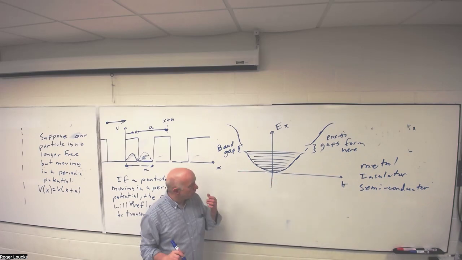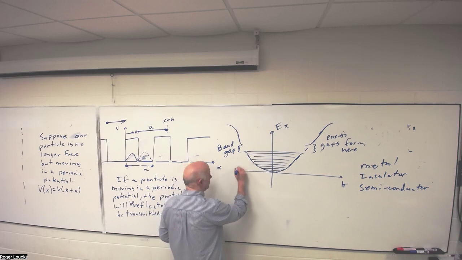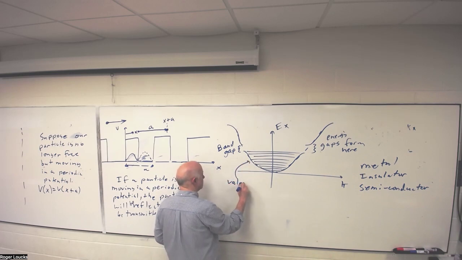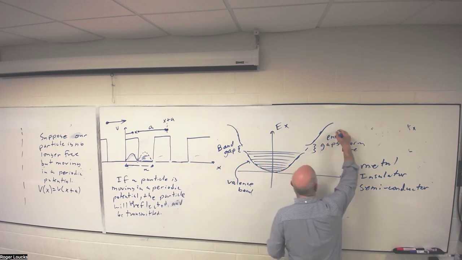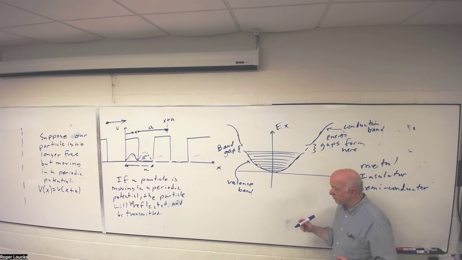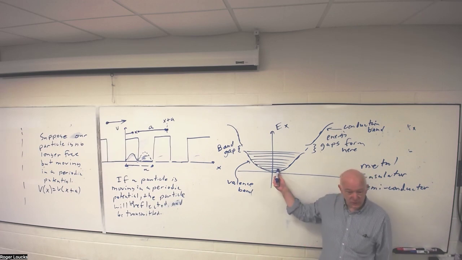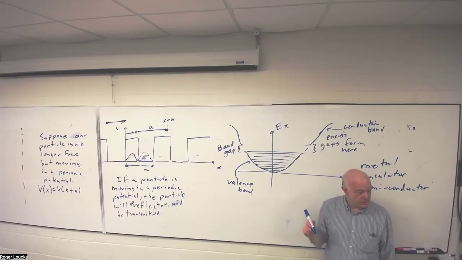So we said a metal, what's going to happen here is that we give these names here. This is called the valence band. This up here, this is called the conduction band. What's going to happen with a metal here? This valence band, what does not happen? It's not entirely filled with electrons.